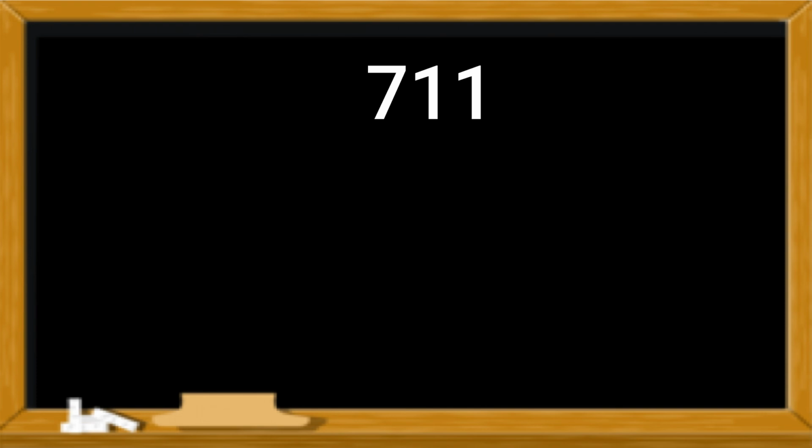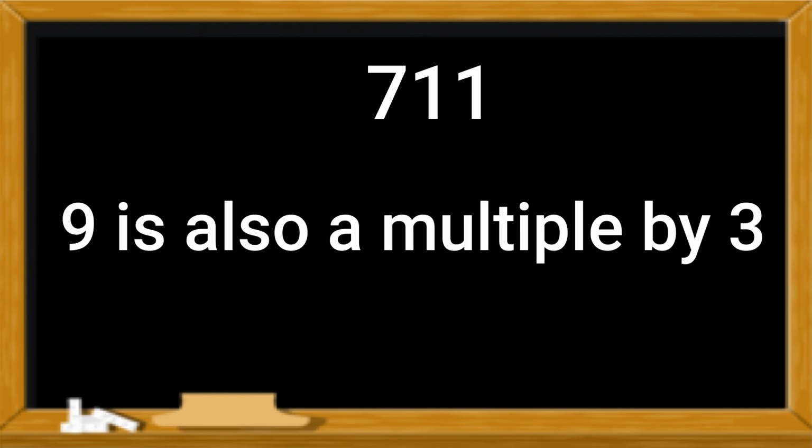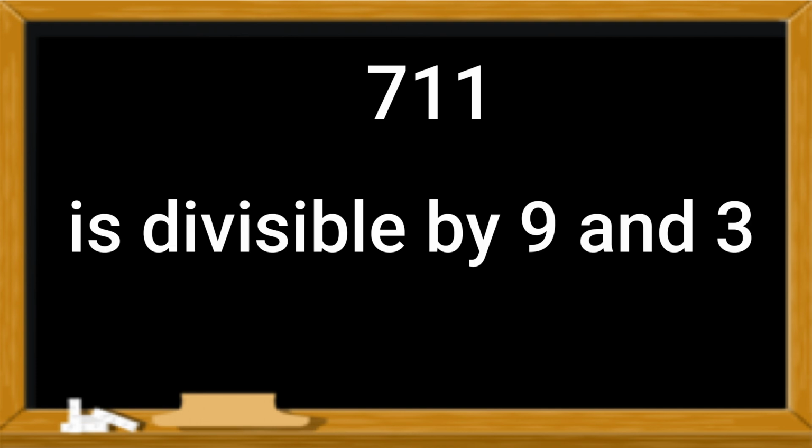Example, 711. Let's check if 711 is divisible by 9. All we have to do is add all the digits. 7 plus 1 is equal to 8, plus 1 is equal to 9. 9 is a multiple of 9. So 711 is divisible by 9. 9 is also a multiple of, or divisible by, 3. So 711 is divisible by 9 and 3.